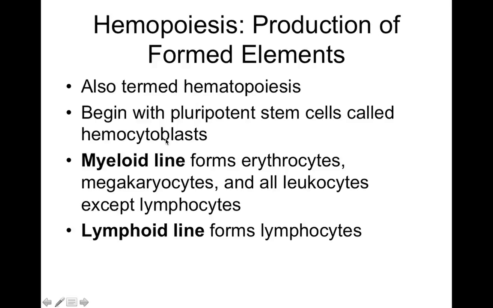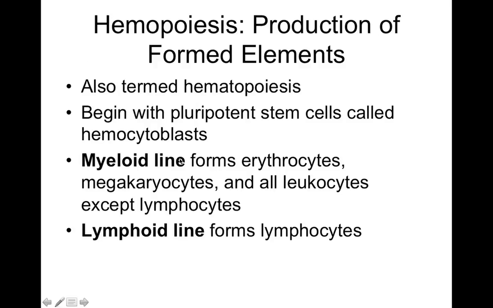And these hemocytoblasts can differentiate into two main cell lines. We have a myeloid stem cell line and a lymphoid stem cell line. Now, the myeloid stem cell line gives rise to your erythrocytes, your platelets, and most of your leukocytes. The lymphoid stem cell line gives rise to all of the lymphocytes, and actually just the lymphocytes. Remember we talked about how with the leukocytes, we had neutrophils followed by lymphocytes, which were the second most abundant. Well, this lymphoid stem cell line gives rise to the subcategories of lymphocytes, like natural killer cells, B cells, and T cells.